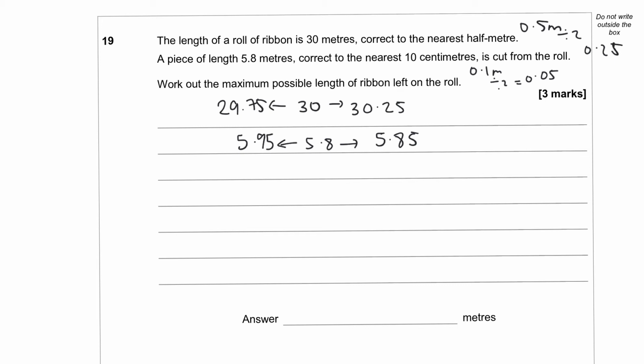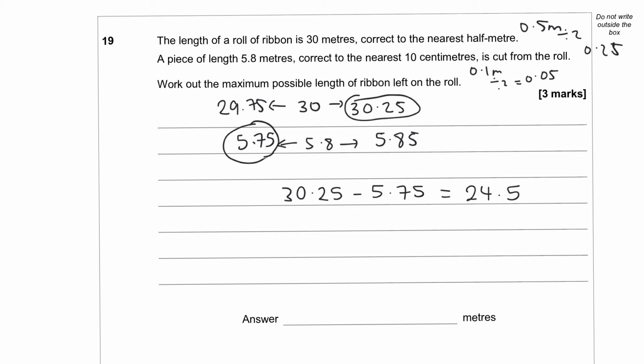So in order for us to have a maximum length left on the roll, we want to use the biggest possible length, take away the smallest possible length. Because if we take away the biggest possible length, then it's not the maximum possible value left. Oh, I just realized I wrote 5.95, it should be 5.75. So we're going to do 30.25 take away 5.75 into your calculator. That will give you an answer of 24.5. So just remember that it's very important to read what the question wants from you.